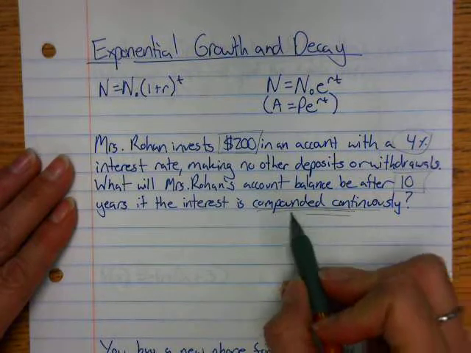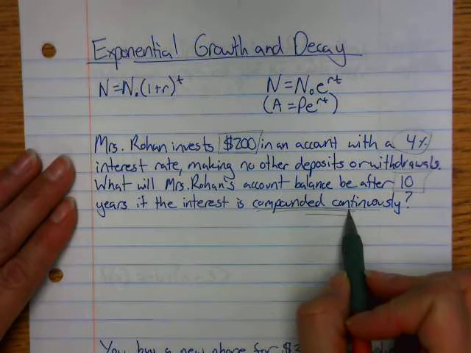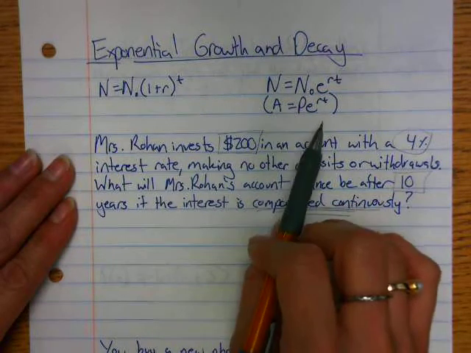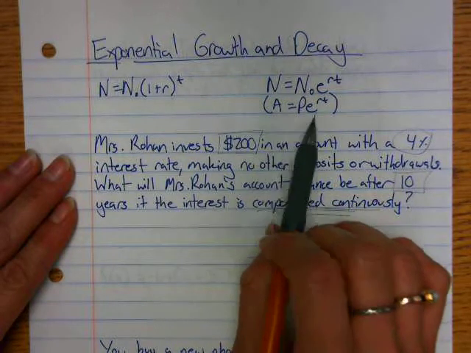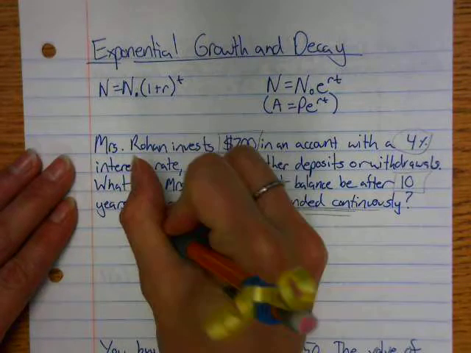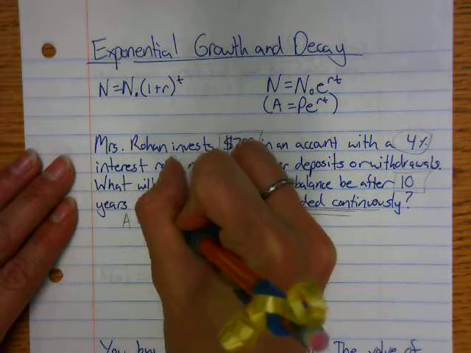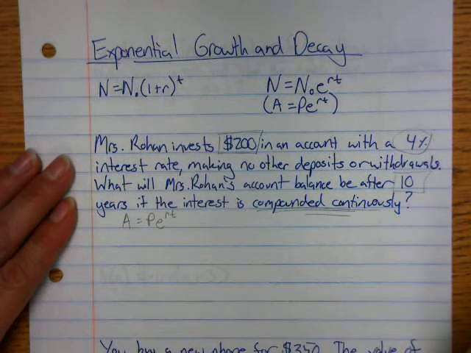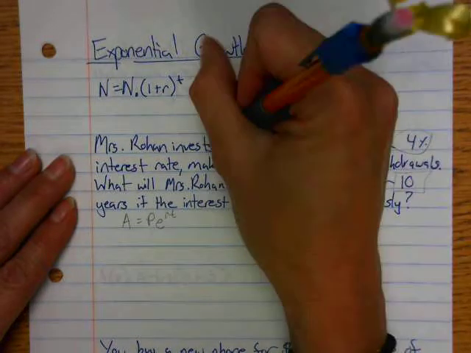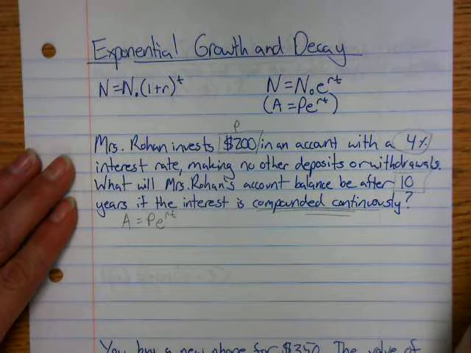Alright, so when I see compounded continuously, and I know that that's the way that the interest is growing, I'm thinking about this second equation, and usually if we're dealing with money, we tend to write the A equals the principal times E to the power of our rate times time. So we're going to use this equation and plug in what we're given. This $200, if it's our initial amount, that's like our P or our principal.